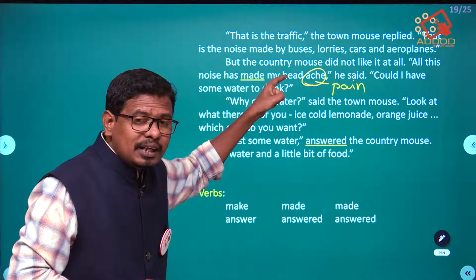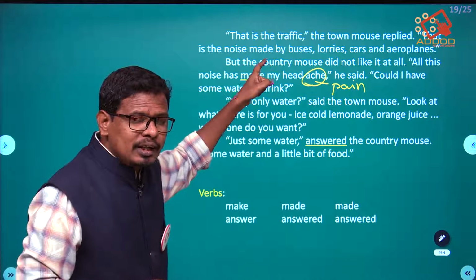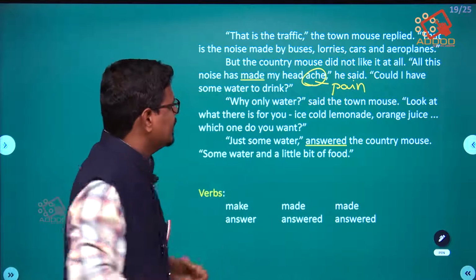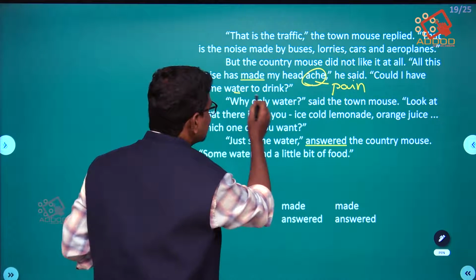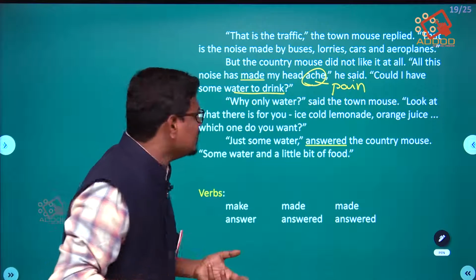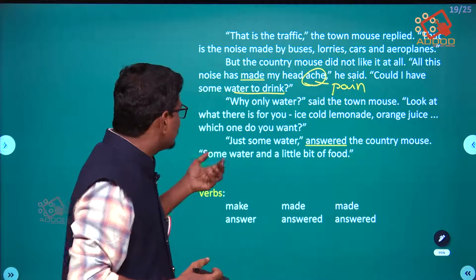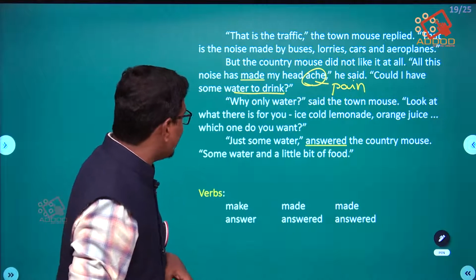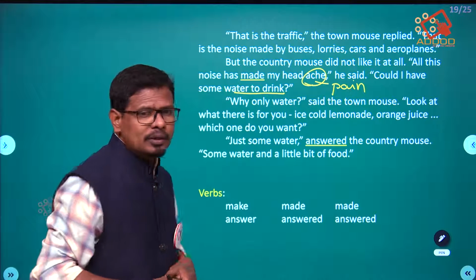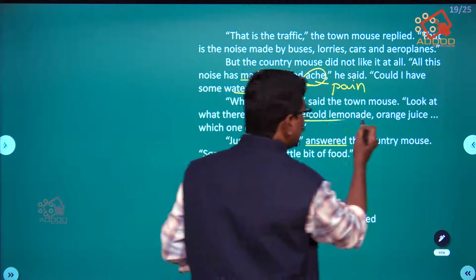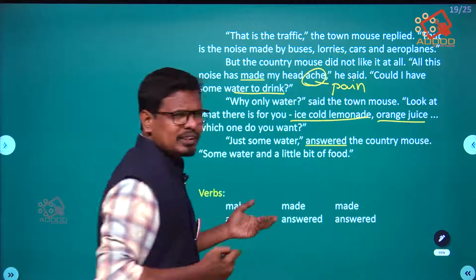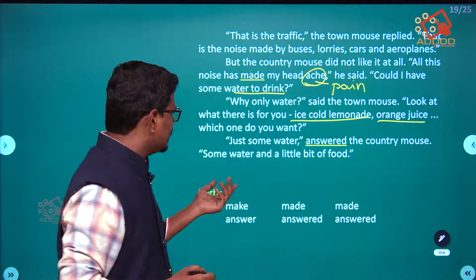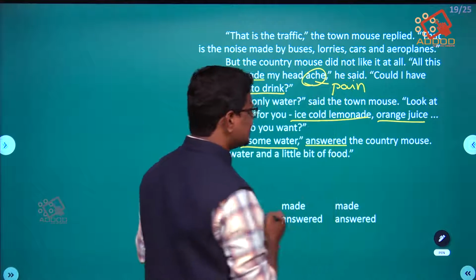What did the town mouse ask when it got down at the countryside? It asked for orange juice or a lemonade. Here, the country mouse is asking for water. "Why only water?" said the town mouse. "Look at what there is for you. Ice cold lemonade, orange juice, which one do you want? Whatever you like, you may choose." Okay, "Just some water," answered the country mouse.